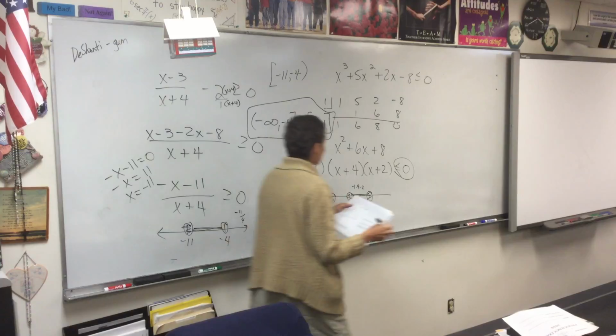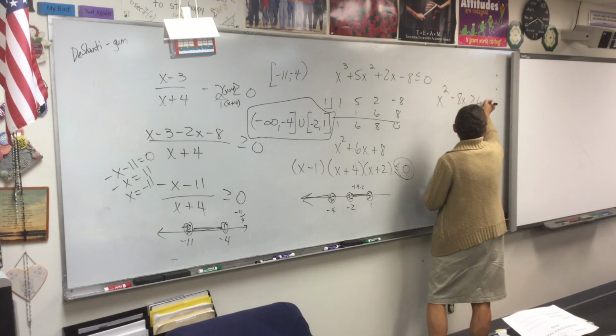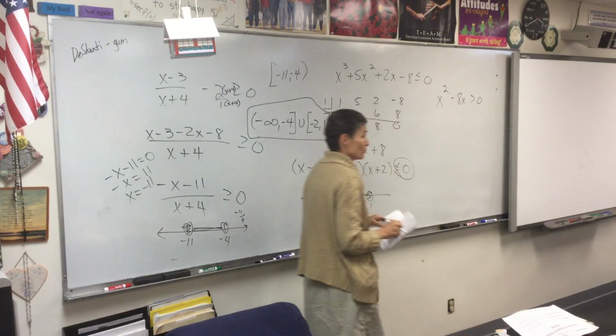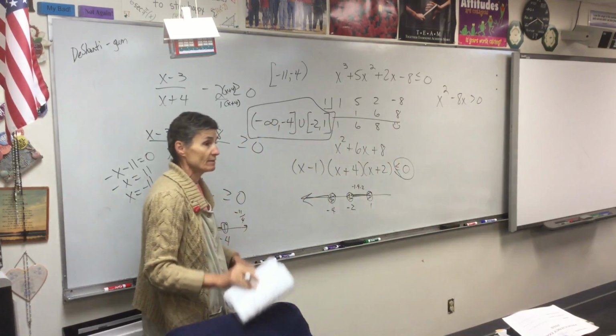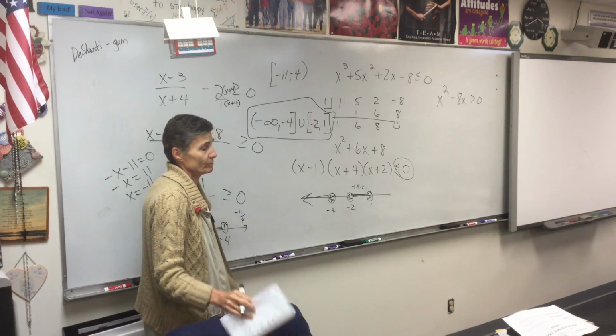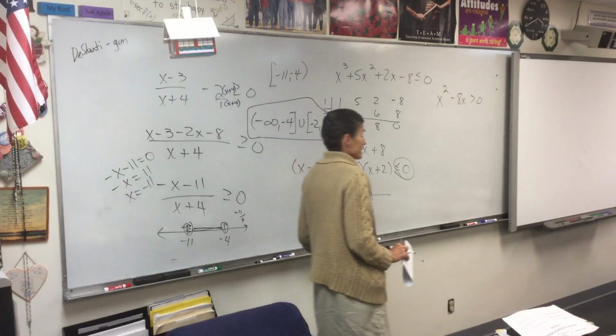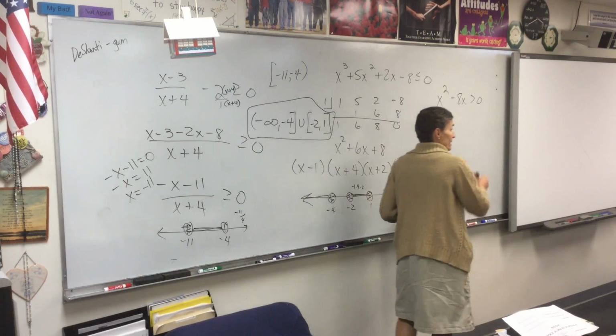One more to go, and this sheet's done. How about that? X squared minus 8x greater than 0. Remember, the first step when you're doing an inequality, you really would like to have it equal to 0, unless you're graphing it on your calculator. Then you got more options. But if you're doing this by hand, you want to get that 0 over there. All right, and then what?